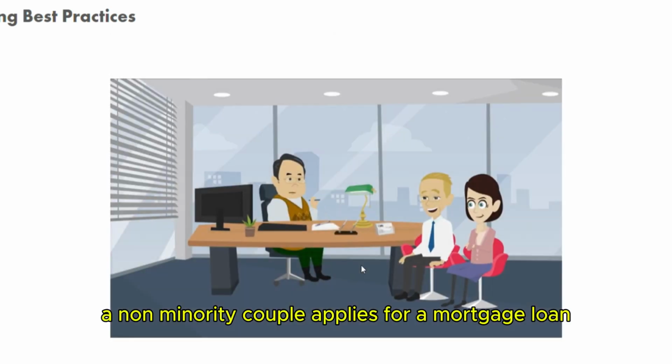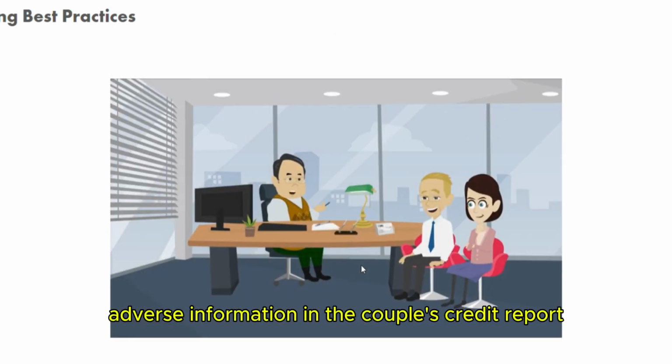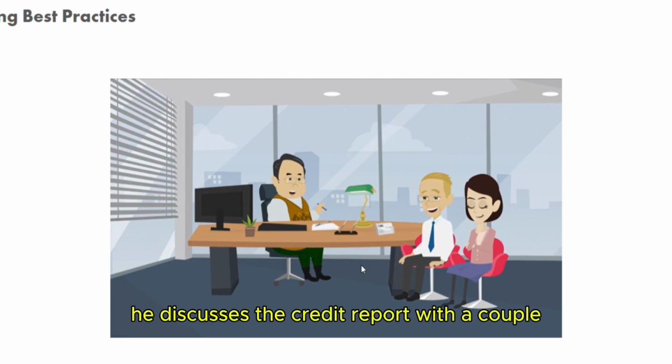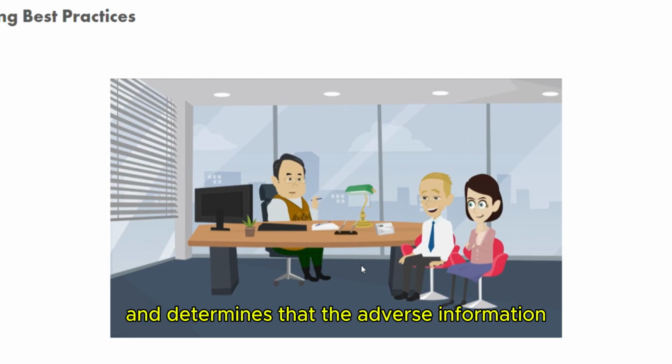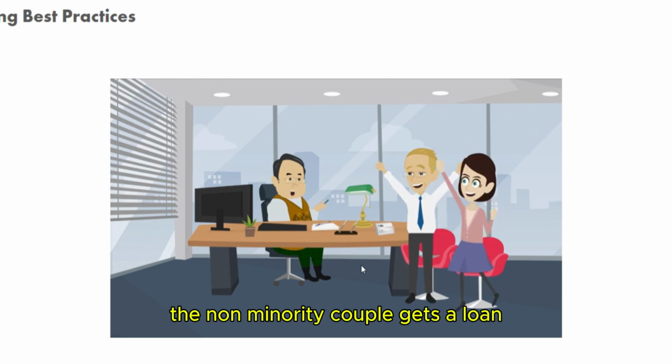Let's say a non-minority couple applies for a mortgage loan. The loan officer finds adverse information in the couple's credit report, but since he provides elite client service, he discusses the credit report with the couple and determines that the adverse information was incorrect and helps them dispute the error and gets it removed. The non-minority couple gets a loan.